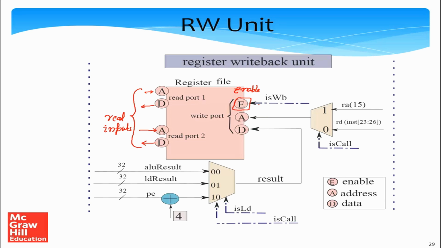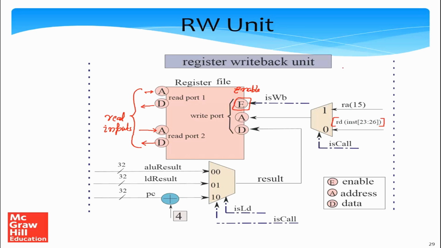Next, we need to consider the address. Address basically means which register we want to write to. It's not a memory address, it's a register address. Since simple RISC has 16 registers, a register address is 4 bits. So we have a choice here. We can choose between several things. One is that we take the default register destination, which is RD, the RD field in the instruction, bits 23 to 26. So that is the default.